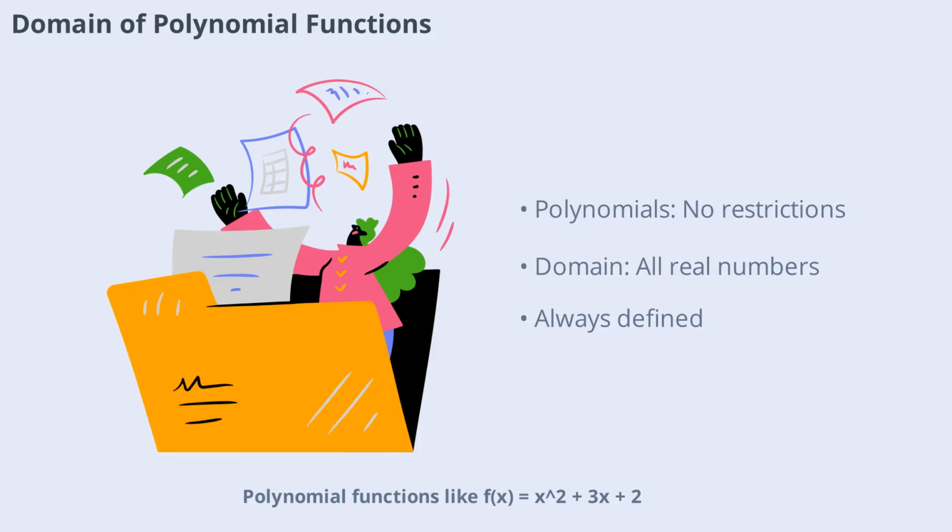Polynomial functions like f(x) equals x squared plus 3x plus 2 have no restrictions on their domain. This means you can plug in any real number for x, and the function will be defined. The domain of a polynomial function is always all real numbers, unless otherwise specified.